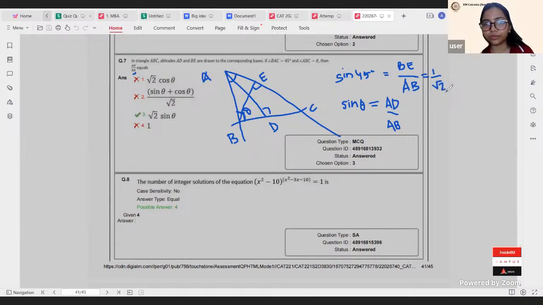And if we just divide the value of the second equation by that of the first, so AD by AB by BE by AB, it will come around to be AD by BE. So that is sine theta by sine 45 degrees. That will essentially come out to be root 2 sine theta. Dividing 2 by 1 would give us AD by BE, that is root 2 sine theta.